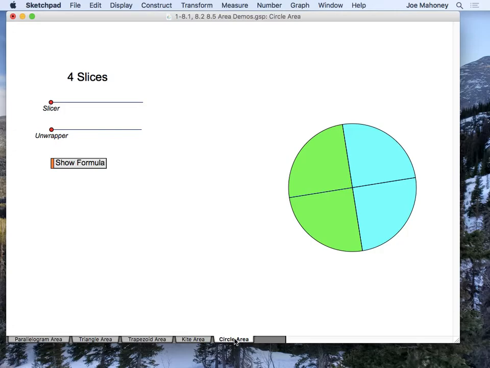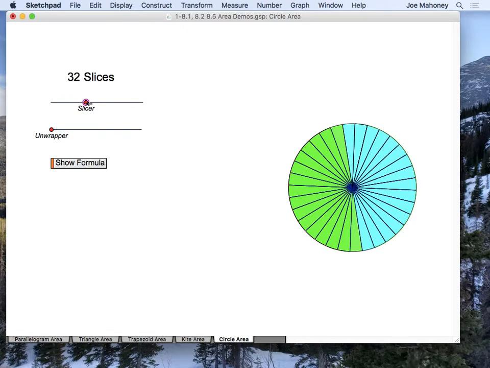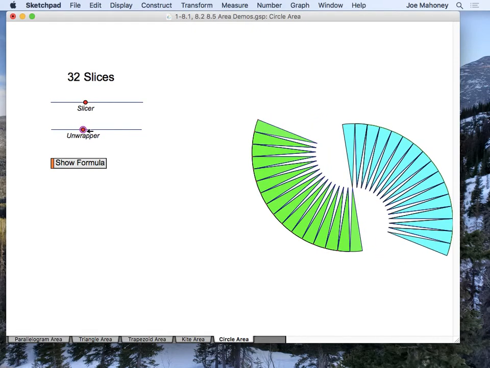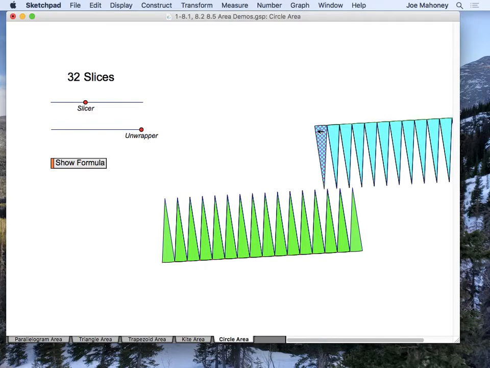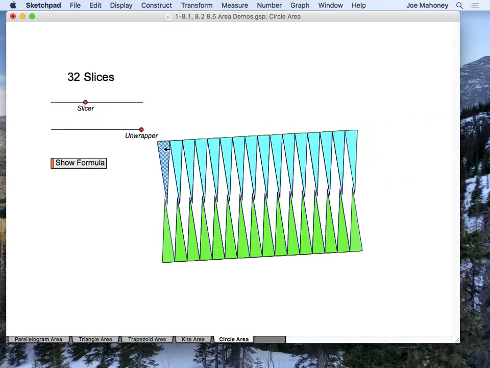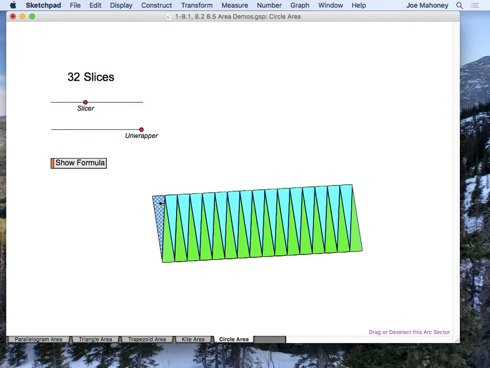So what I'm going to do is I'm going to slice this pizza up. I'm not going to slice into like 8 slices like a normal pie. You ever go to a kid's birthday party where there's like 16 slices, or maybe even, we'll go up to like 32 slices for this example. And what I'm going to do now is I'm going to unwrap it. Check it out. And then after unwrapping it, I'm going to grab this top section and I'm going to scoot it right in there. Holy cow, that's a parallelogram.